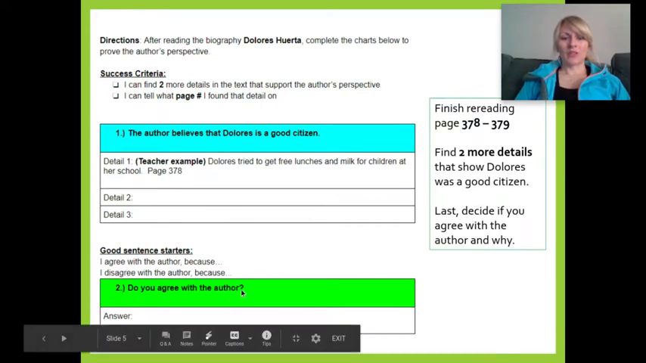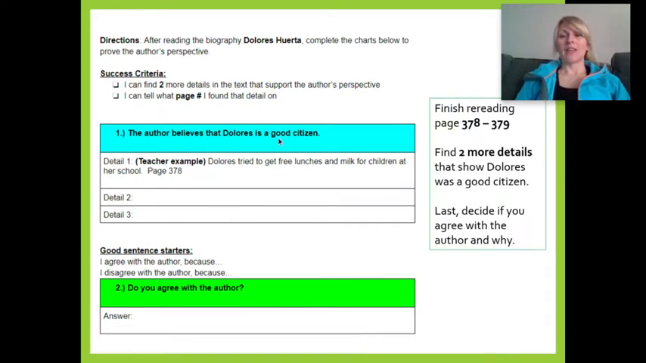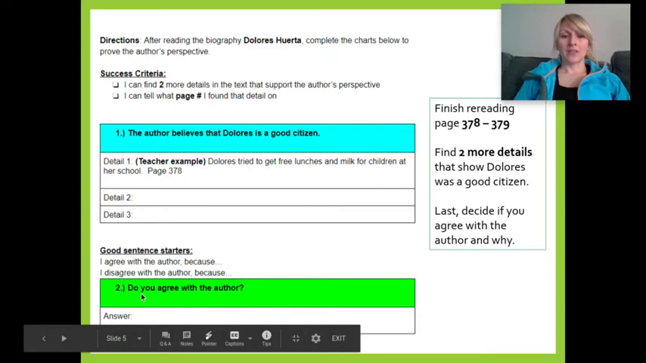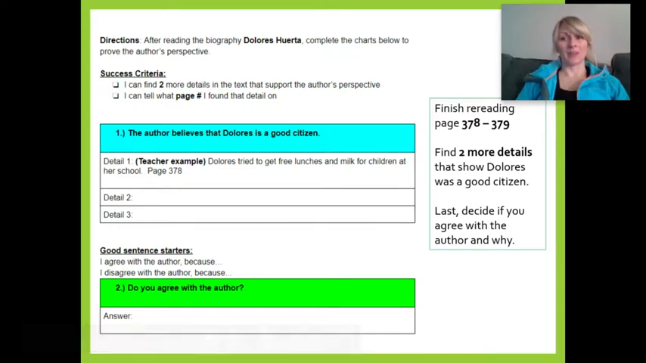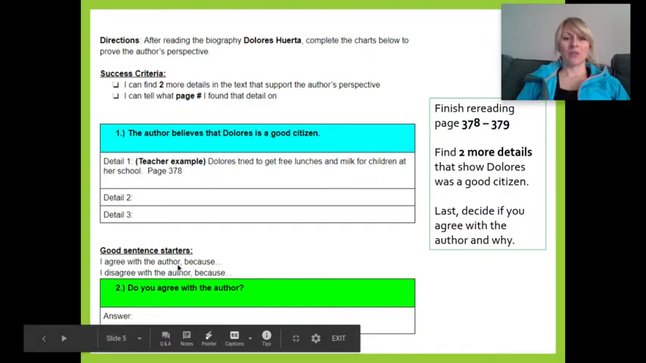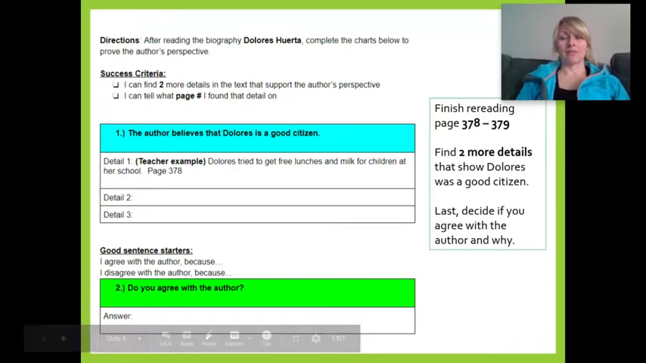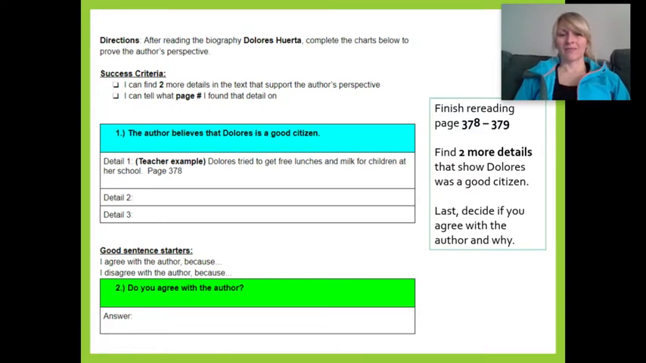And after that, you're also going to decide if you agree. Did the author do a good job convincing you that Dolores was a good citizen? So when you get down here, it says, do you agree with the author? And here are your sentence starters that you should choose from. As a good reading student, I want to make sure I'm restating and practicing that skill. So I might say, "I agree with the author, comma, because," and tell why. Or "I disagree with the author, comma, because," and tell why. Now, if you just say, "I agree," is that really answering the question? Not really, because you want to explain why you think so. Otherwise, anybody could say yes, I agree, or no, I don't agree. But why? Why not? Or why do you?